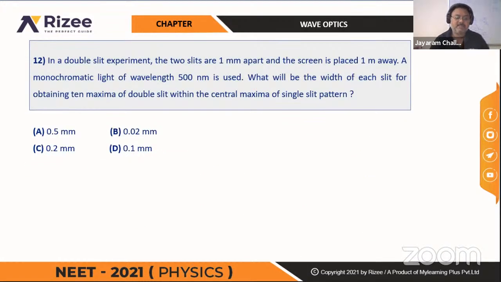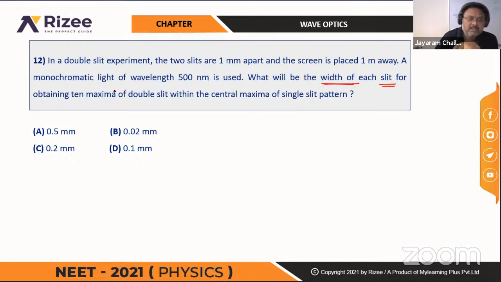In Young's double slit experiment, two slits are 1 mm apart. That is, he has given the distance between the two slits, small d, and the screen is placed 1 meter away. A monochromatic light of wavelength 500 nanometers is used. What will be the width of each slit for obtaining 10 maxima of the double slit within the central maximum of the single slit pattern? So what should be the width of each slit, he is asking.